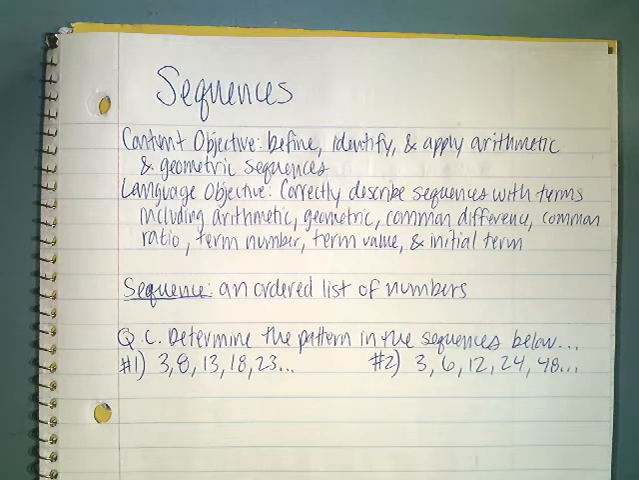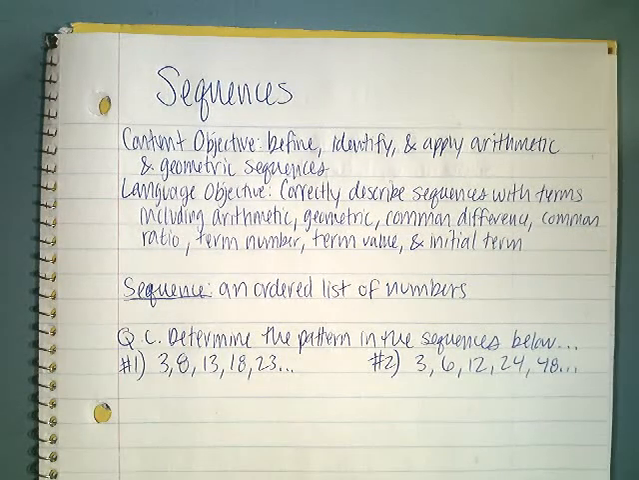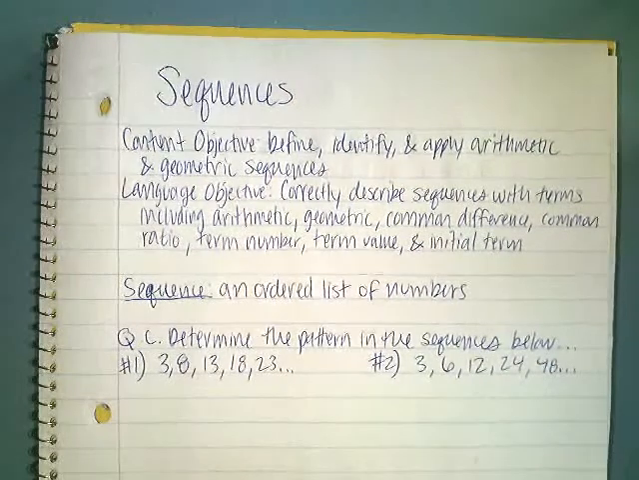So first thing we're going to define is a sequence. A sequence is an ordered list of numbers. This is a really broad definition that includes more than what we're going to be focusing on today. So today we're focusing specifically on arithmetic and geometric sequences. Sequences can be any list of numbers that is in a specific order, but we're specifically talking about these two types of sequences today.